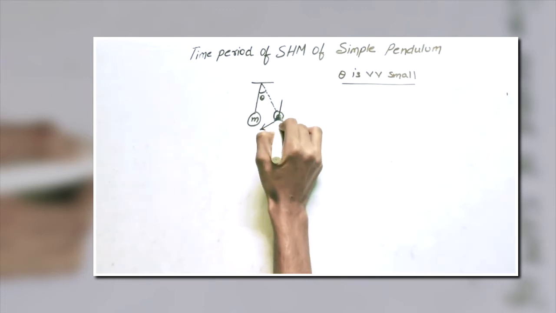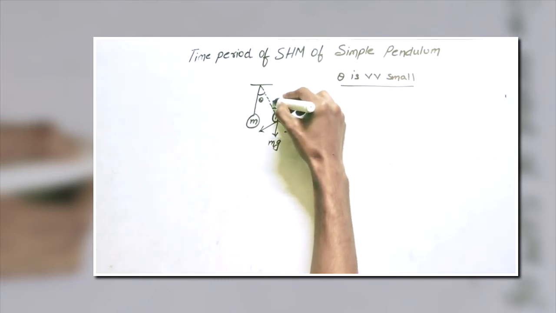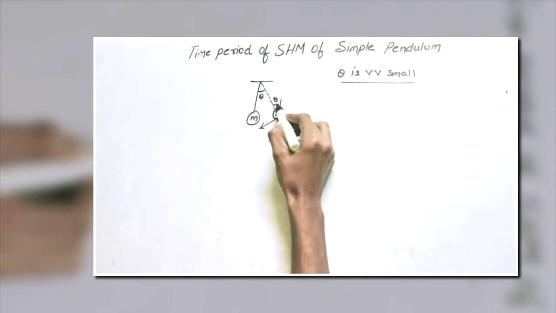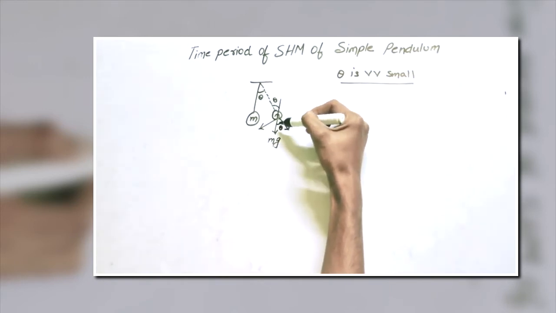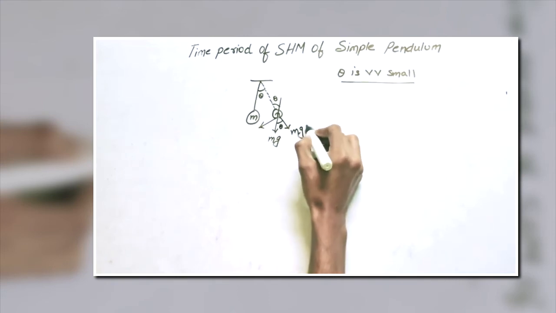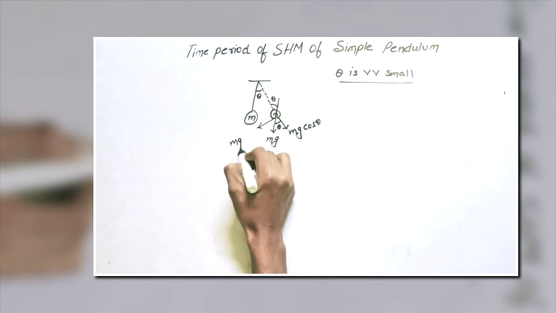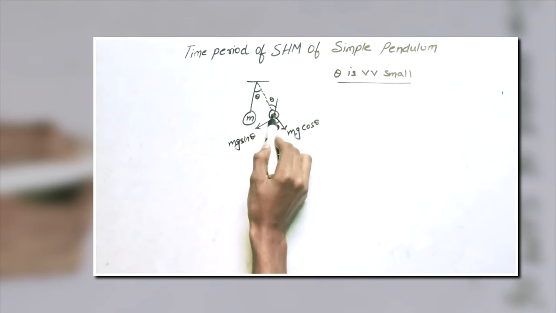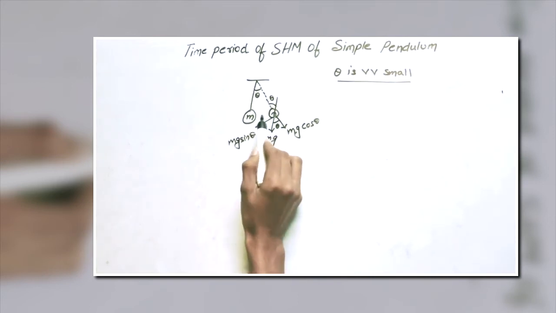So when you extend it, you will find that this angle is going to be theta, as alternate interior angles. If this is theta, this angle is going to be theta, as vertically opposite angles. So this is mg. This component will turn out to be mg cos theta, and this will be your mg sin theta.